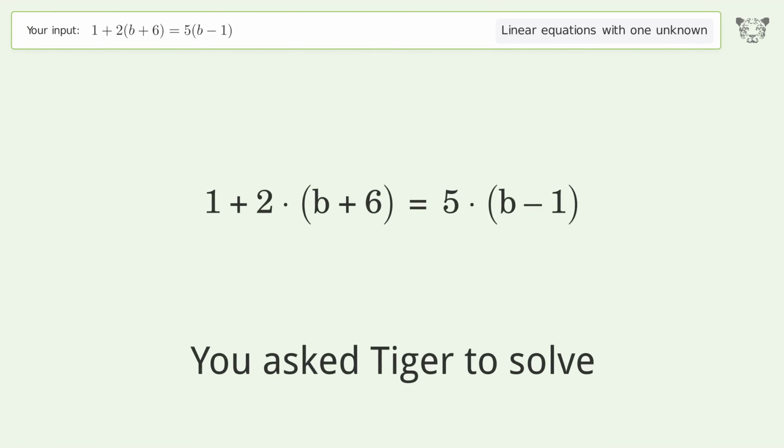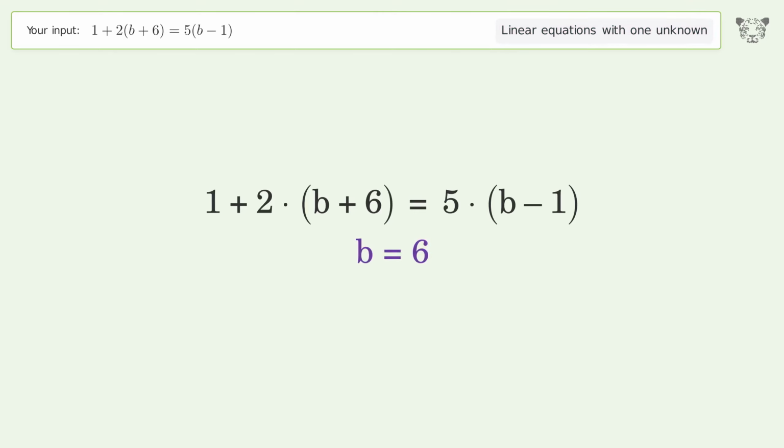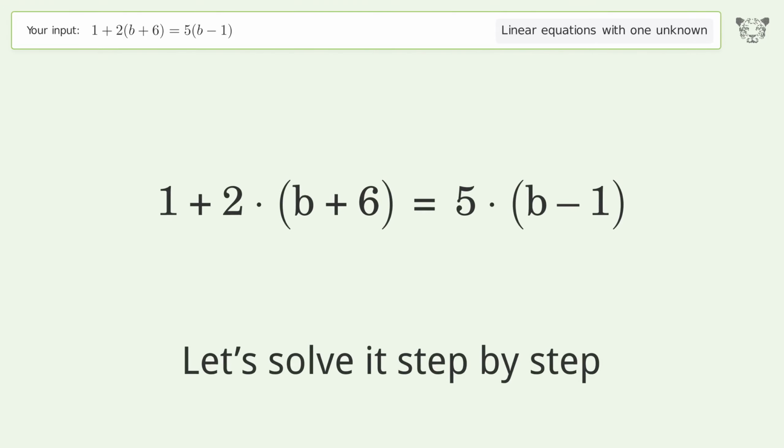You ask Tiger to solve. This deals with linear equations with one unknown. The final result is b=6. Let's solve it step by step.